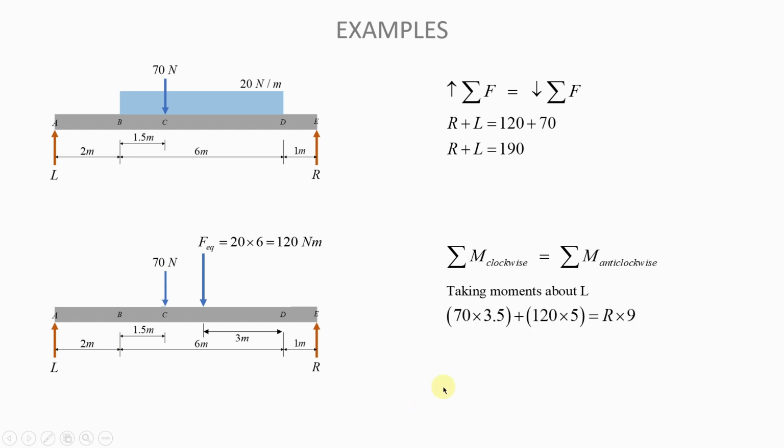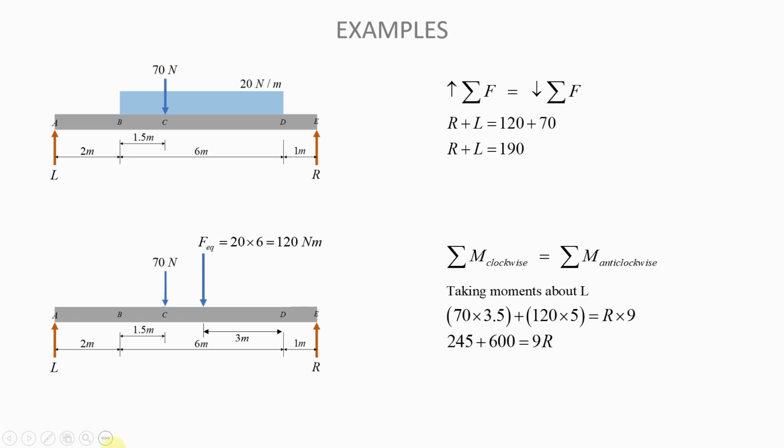So if we do that, this is what we have. 70 times 3.5 plus 120 times 5 will be equal to the only anti-clockwise moment we have, R multiplied by that whole length, which is 9. 2 plus 6 plus 1, which is 9. And the reason we only have the moment due to R is because R is the only force that is giving us an anti-clockwise moment. If we had another force giving us an anti-clockwise moment, we would add the moment of that force to R multiplied by 9. Okay, so we will add something there.